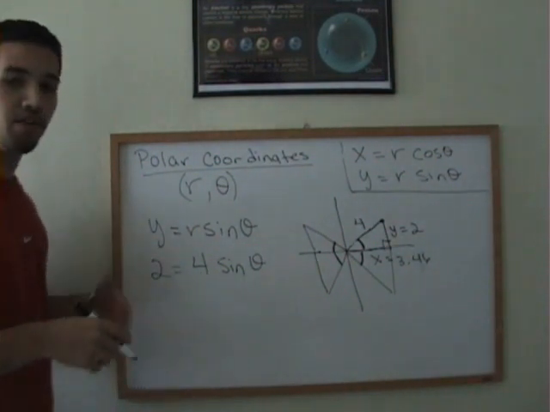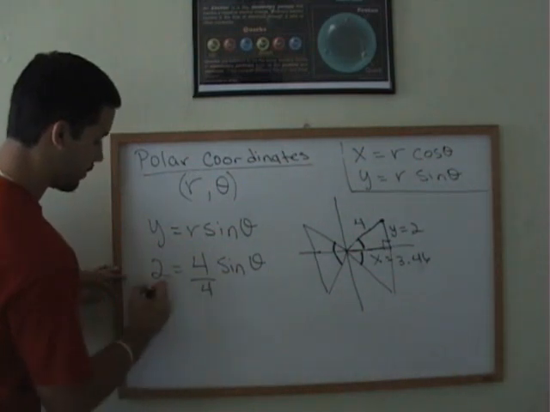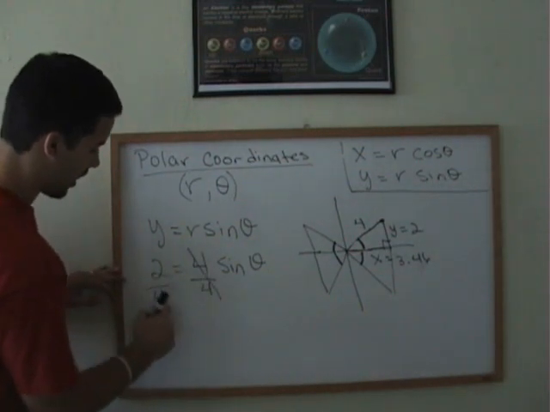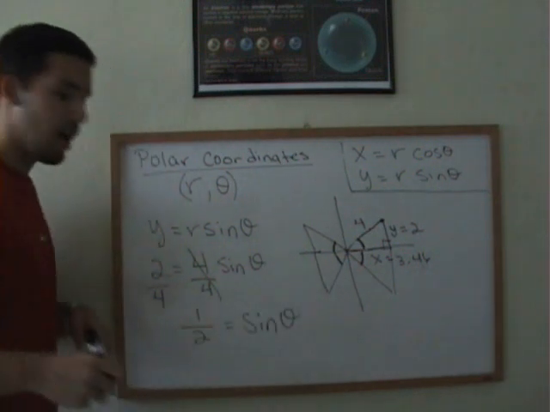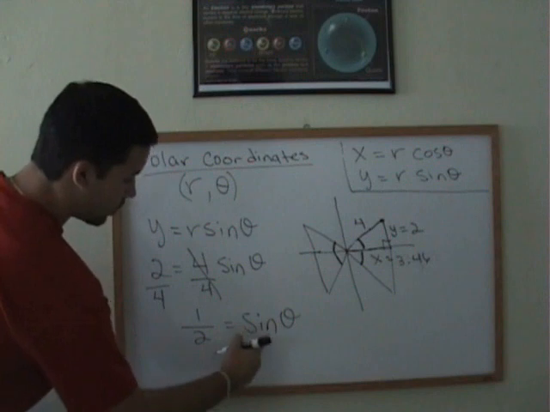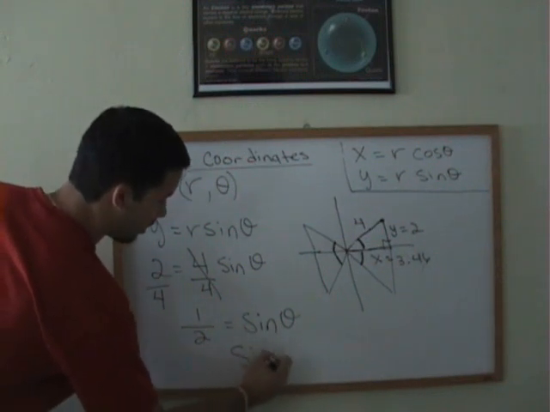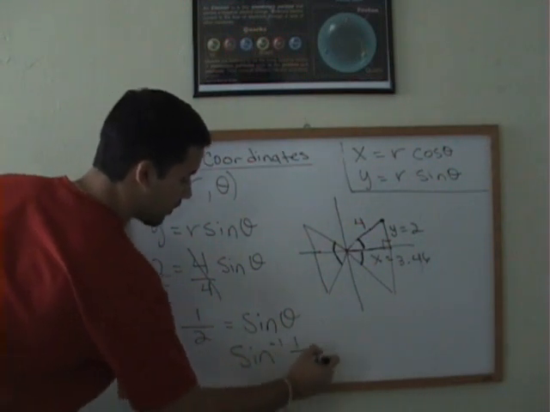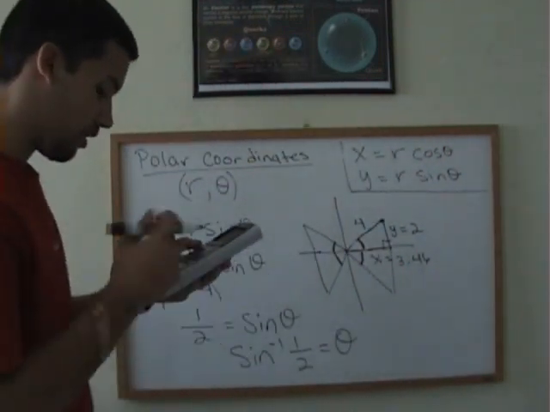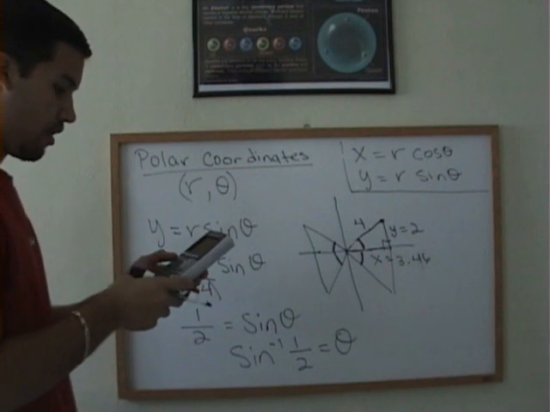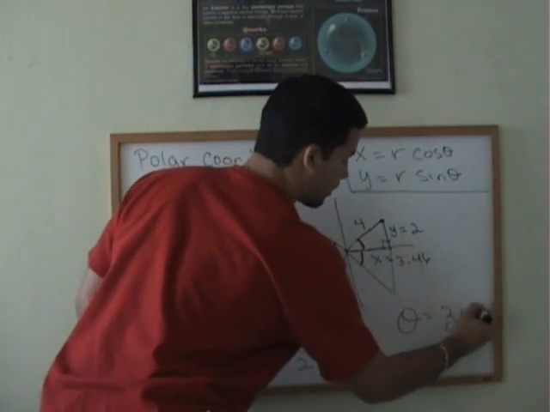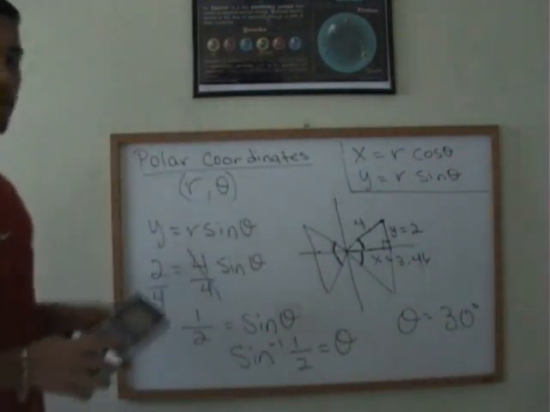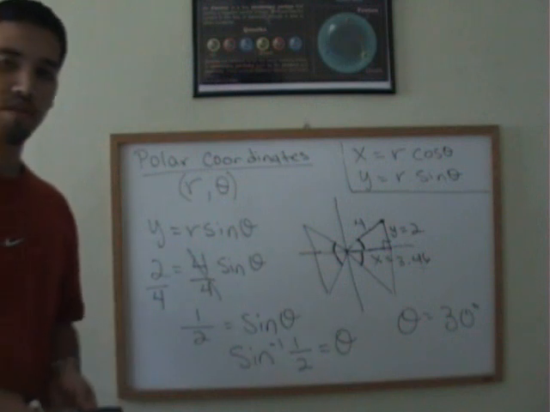So we figure this out using algebra. We divide by 4. So we're going to have 1/2 is equal to sine theta. How do you find theta? Well, do the inverse. You're going to say sine inverse of 1/2 is equal to theta. So now on the calculator, I'm going to say sine inverse of 1/2, and I'm going to get theta is equal to 30 degrees. And that's how you get a polar coordinate and a rectangular coordinate.